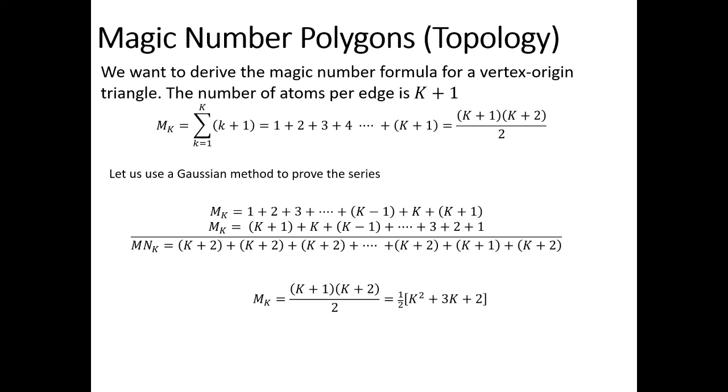1/2 K squared plus 3K plus 2. This is the same as the polygon equation. You can prove that for yourself. It's the exact same thing, because remember, P and K are very specific for a certain kind of triangle. Okay, so this is one way to kind of prove it.